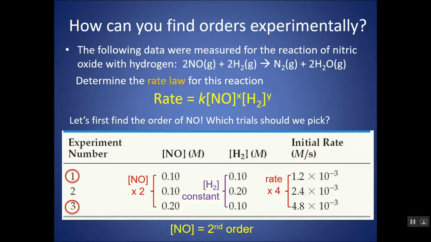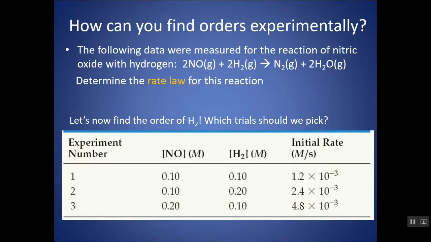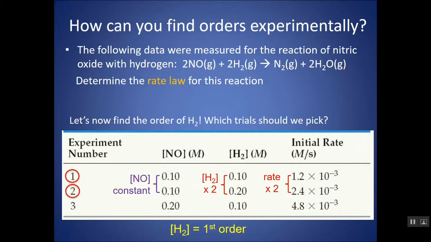So X, or the order of NO, would be 2. Okay, and you can do the same thing, but now we'll pick different trials to observe the second reactant. One of the biggest mistakes I see here is that sometimes people forget which thing they're finding the order of. You're finding the order of the thing that's changing, not the thing that's staying constant. So now if I want to find the order of H2, which trials should I pick? Well, I should pick trials 1 and 2 so that NO is constant and H2 is changing. H2 is changing by a factor of 2. What's happening to the rate? It's also changing by a factor of 2. So what's the order of H2? H2 is first order.